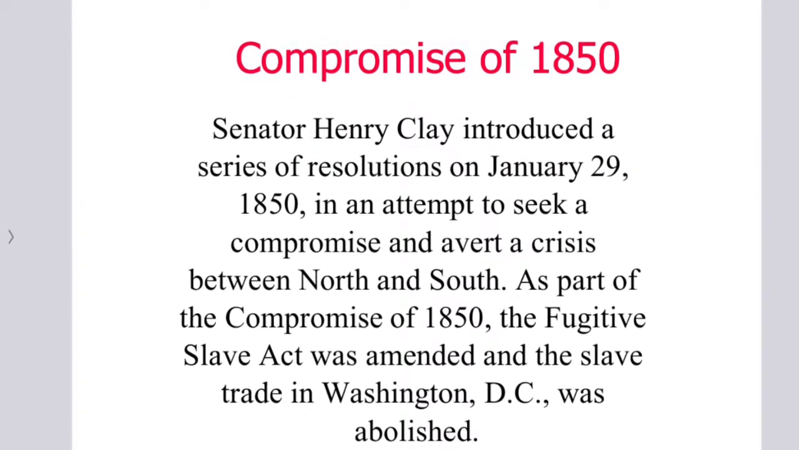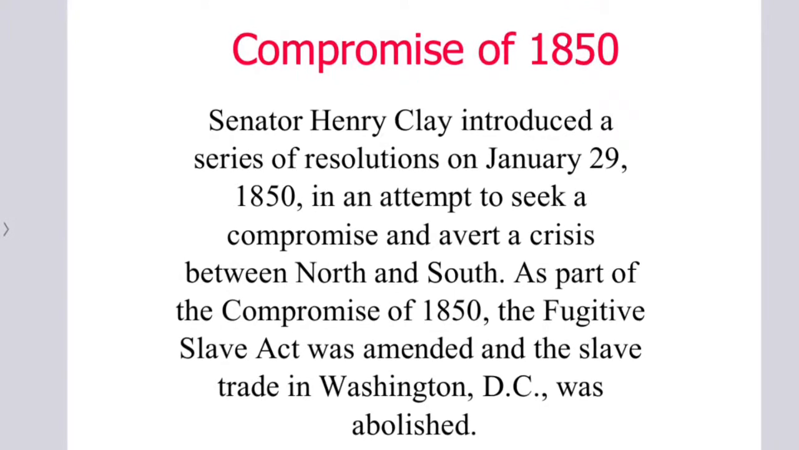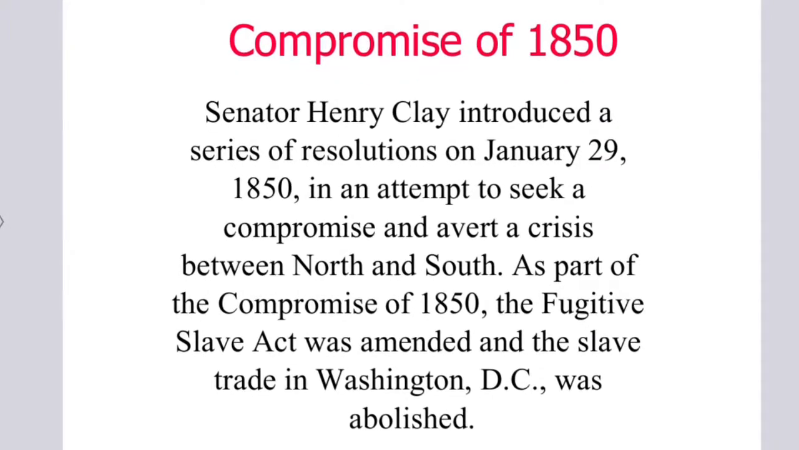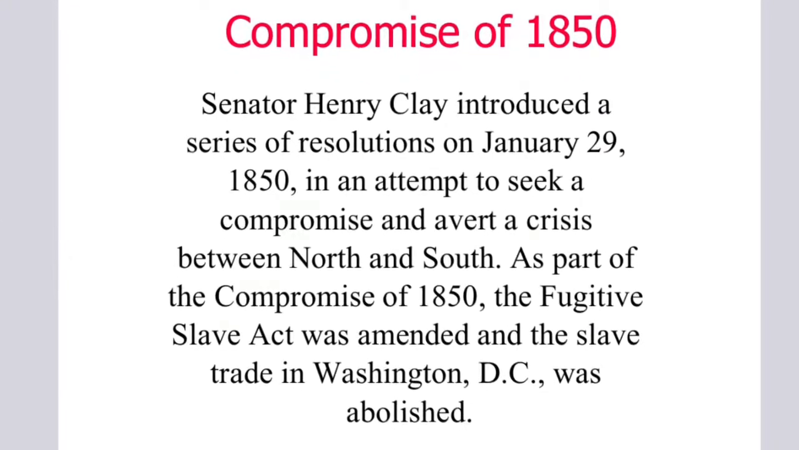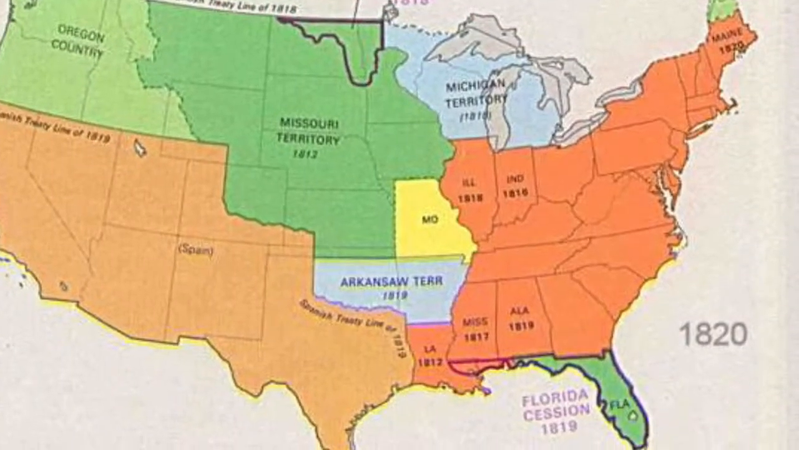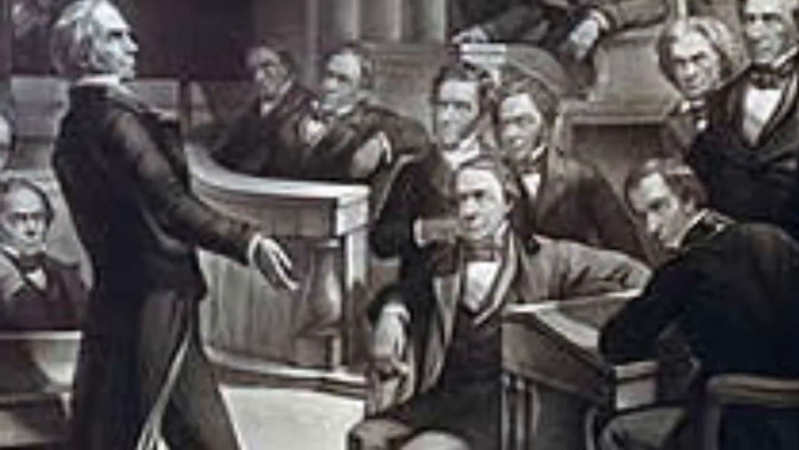Compromise of 1850. Senator Henry Clay introduced a series of resolutions on January 29, 1850, in an attempt to seek a compromise and avert a crisis between North and South. As part of the Compromise of 1850, the Fugitive Slave Act was amended and the slave trade in Washington, D.C. was abolished.